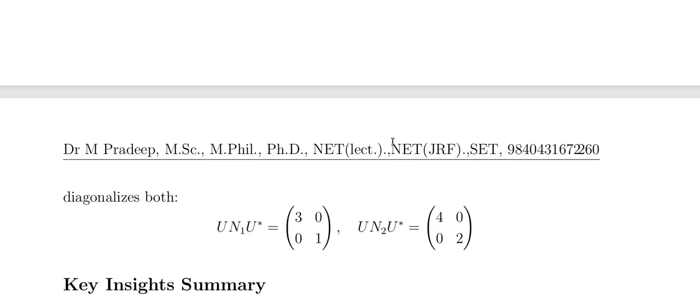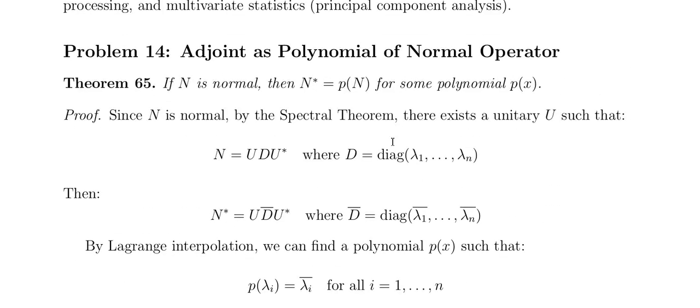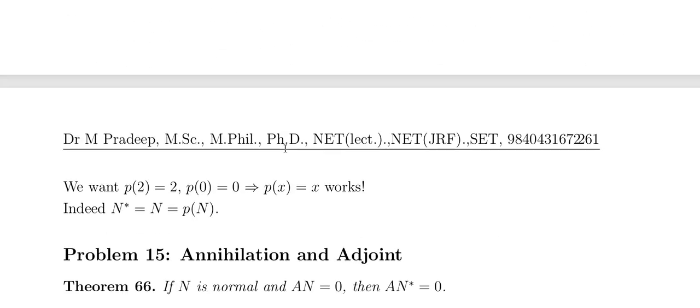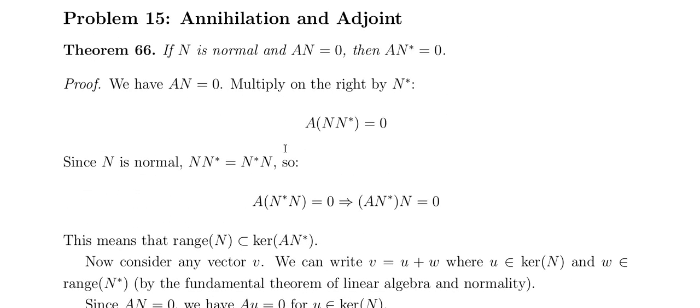That is an example. If N is normal, then N star equals p(N) for some polynomial p(x). Then N star, the transpose of the cofactor matrix of the normal transformation, is equal to this p(N), a polynomial in N. Annihilation and adjoint: if N is normal, then N a equal to 0 implies N star a equal to 0.